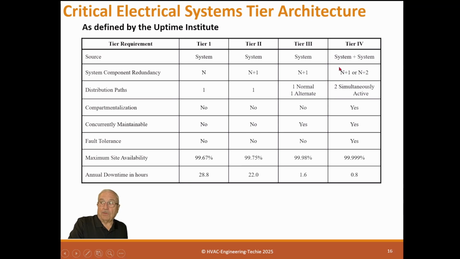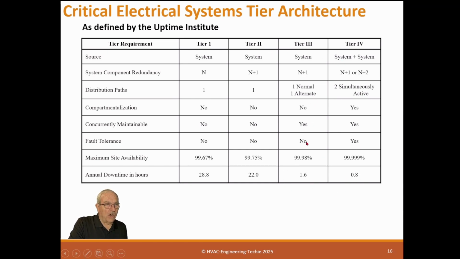And the real critical part here is the uptime. If you look here, this is 99.67, 99.75, 99.98, and 99.9999. This one can only be down less than 0.8 hours a year. This one's 1.6, this is 22, and this is 28.8 hours a year. Now, 0.8 hours may seem, well, that's kind of a lot, but that's total. So if you're down for 2 seconds, then you're down for 2 seconds. So these are designed to be up a lot.